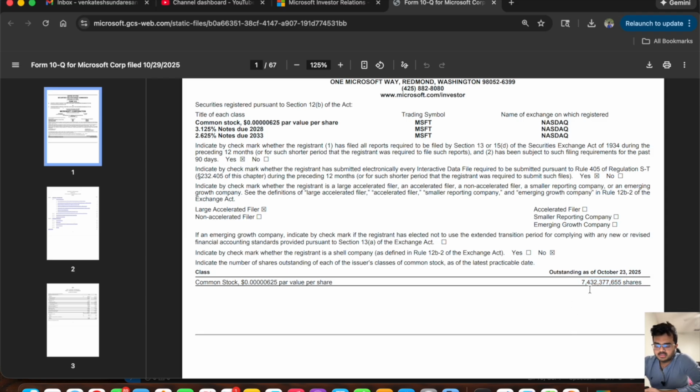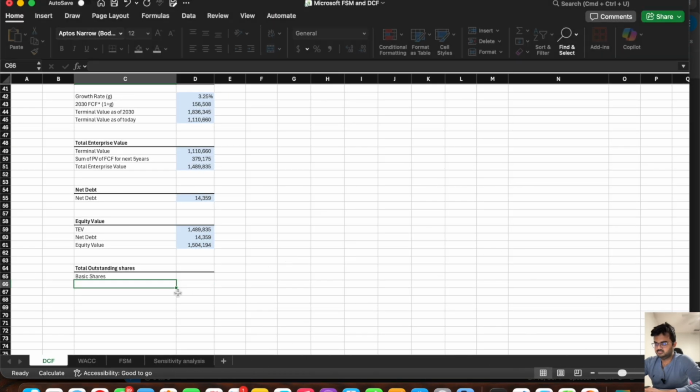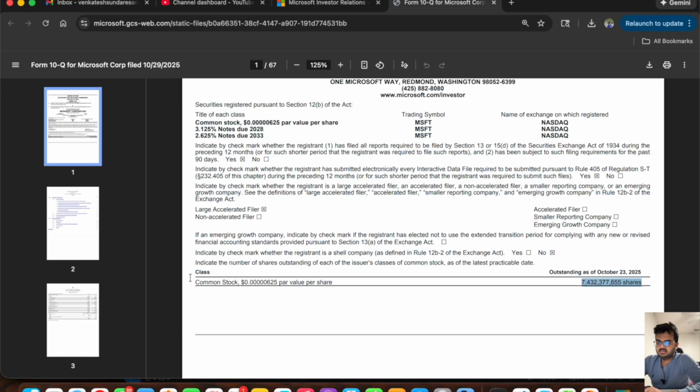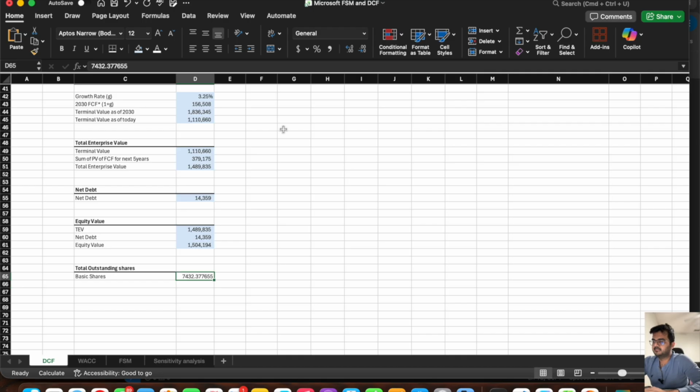So it is saying 7432377 and so on. Please note, it is not in millions or any denomination, but all the numbers in our calculation are in millions. So here we need to divide it by 10 to the power 6 and get the number. So it is going to be 7432.377655. So we'll put in the number 7432.377655.